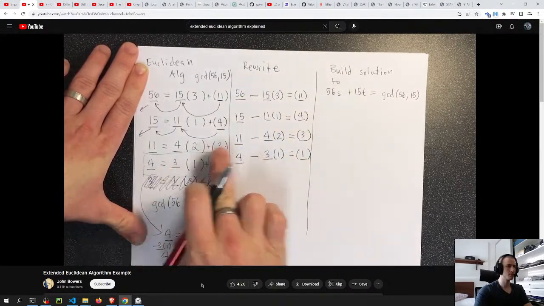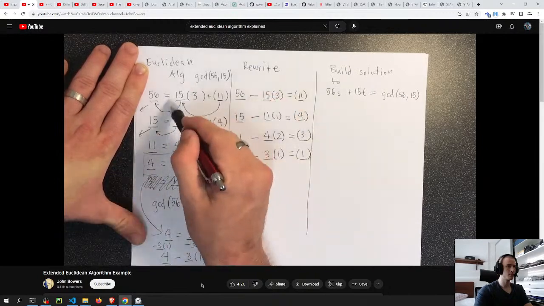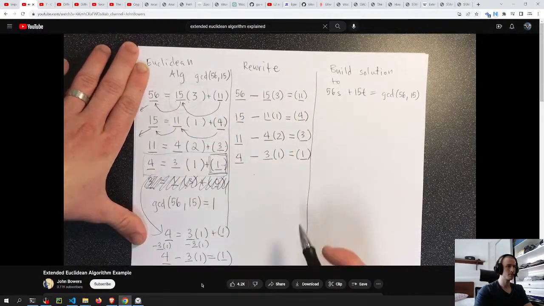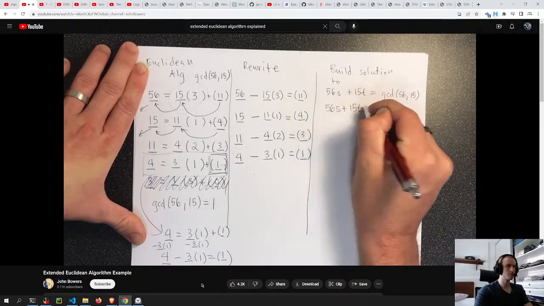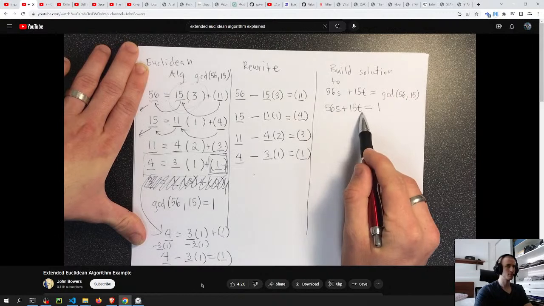And you should just make sure, look at that line to that line, that line to that line, that line to that line, and convince yourself that all I've done each time is subtracted off the thing in the center to move it to the other side of the equals. Okay. So now comes the interesting part. We have that the GCD is 1. And by Bézout's theorem, we know that 56s plus 15t equals 1 has integer solutions for s and t. We would like to find them.